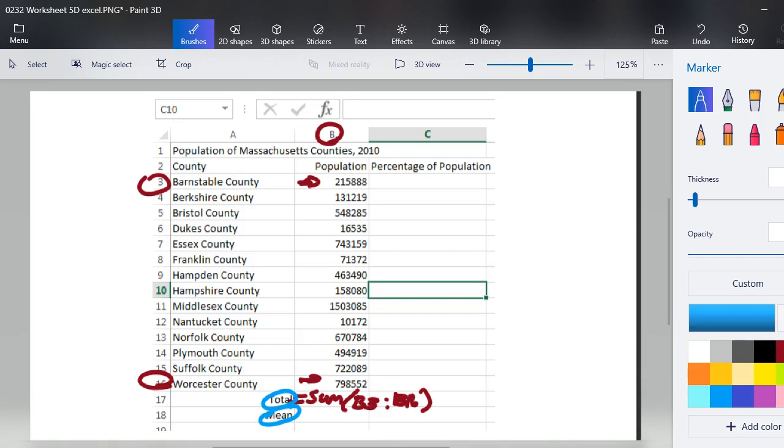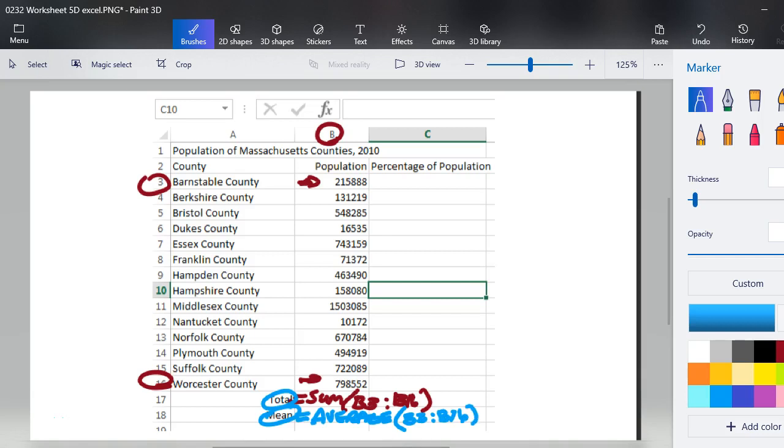To find the average, instead of having to do it by hand, we would start with equals, and then we would type in average, and we're going to tell it the same thing. We want it to specifically average all the way from B3 down to B16.